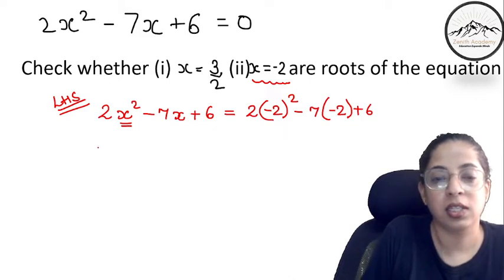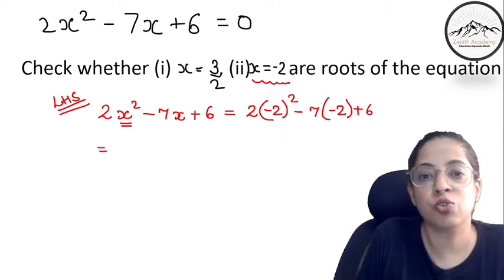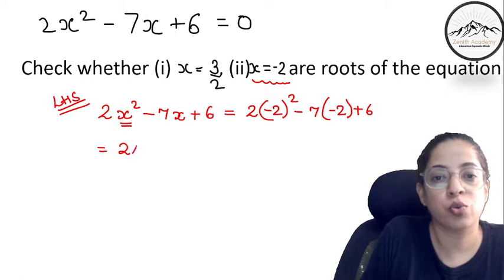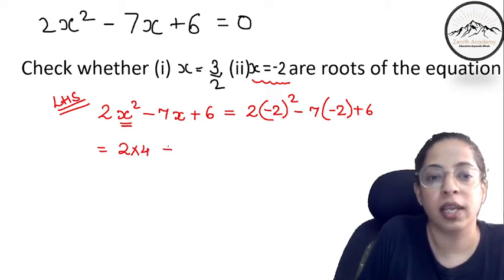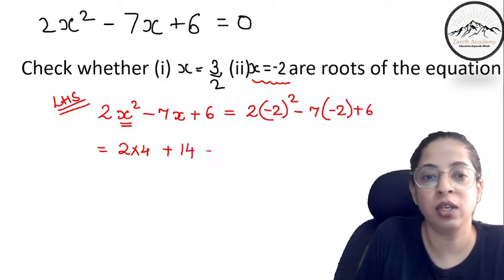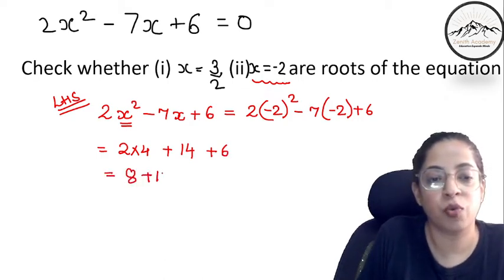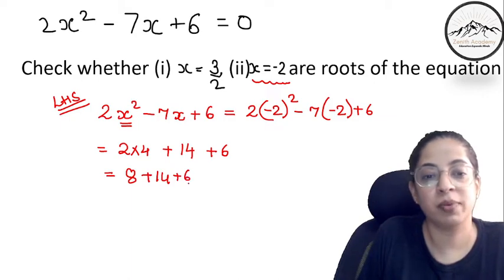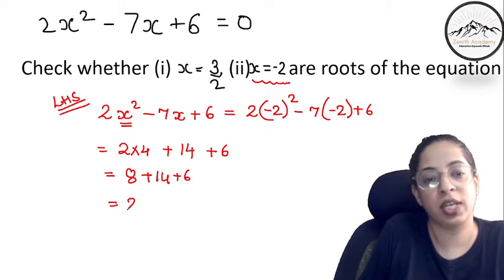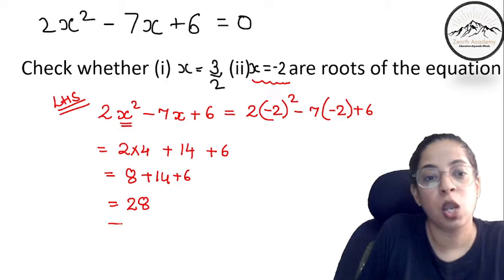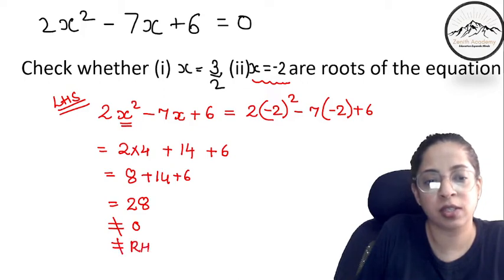This will be equal to, see, minus 2 square is 4. So 2 into 4 minus 7 into minus 2, minus into minus is positive. So plus 14 plus 6. So this is 4 2s are 8. 8 plus 14 plus 6. So 14 plus 6 is 20. 20 plus 8 is 28. So this is equal to 28, which is not equal to 0. So this is not equal to RHS.